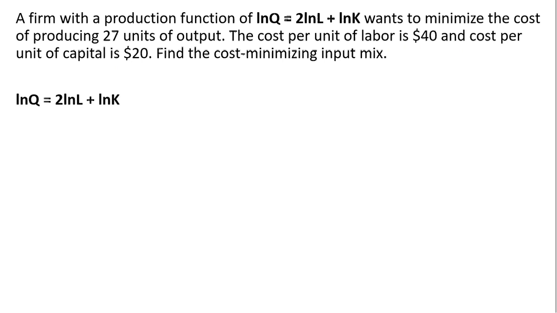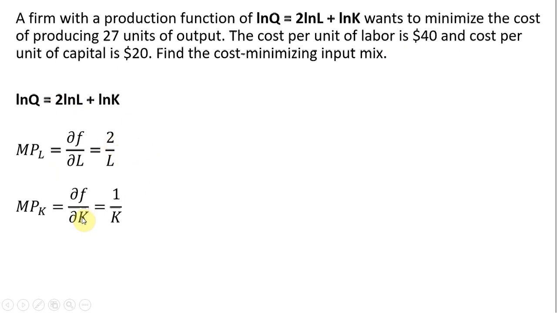So once again, starting with our production function, the first thing we're going to do is calculate the marginal product of labor. We're going to take the partial derivative of the production function with respect to labor. And following the rules of taking a derivative of a natural log, we'll get 2 divided by L. So the derivative of the natural log of L is just 1 over L, and then that's being multiplied by 2. The marginal product of capital is the partial derivative of the production function with respect to K, capital. So the derivative of the natural log of K is just 1 over K.